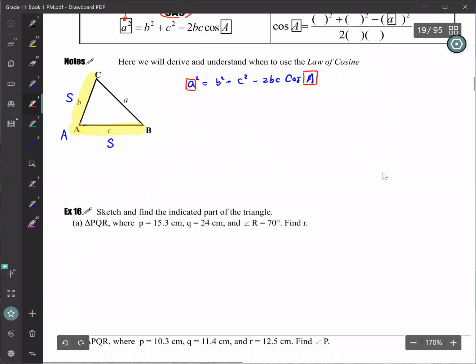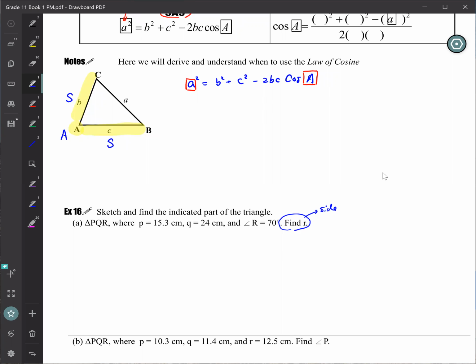So we'll look at question 16. Sketch and find the indicated part of the triangle. So here it asks you to find R, right? This is a lowercase r, so you know it's a side. So let's draw it out, okay? Pretend we don't know if it's sine law or cosine law. Of course, this one will be cosine law, but let's pretend we don't know it.